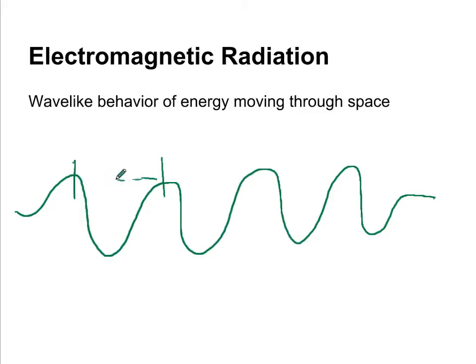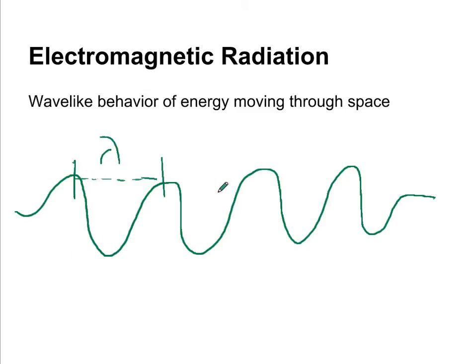Wavelength is the distance between two peaks in an energy wave. It's given the symbol lambda that looks kind of like this, and it's the length of a wave. That one's pretty easy and self-explanatory.